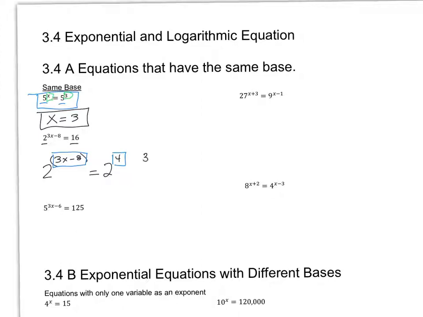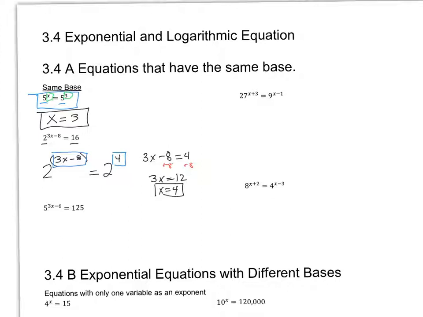What I have here is 3x minus 8 must equal 4. I go ahead and add my 8 to both sides. And then I have 3x is equal to 12. Divide both sides by 3 and I get x is equal to 4.